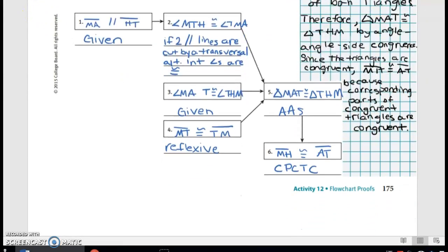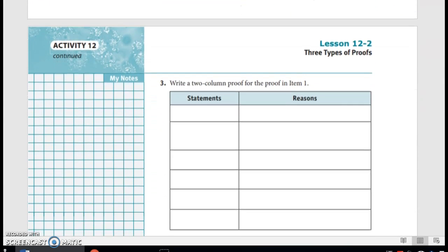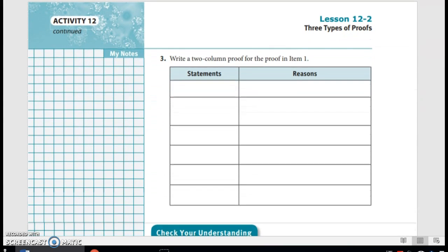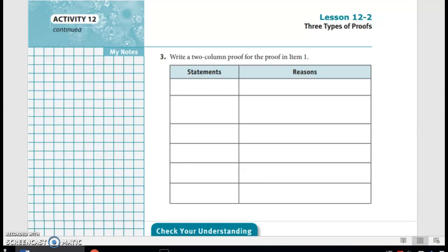Okay, go ahead and turn the page. We're now on page 176, so I forgot to tell you at the beginning. Hopefully you figured it out.